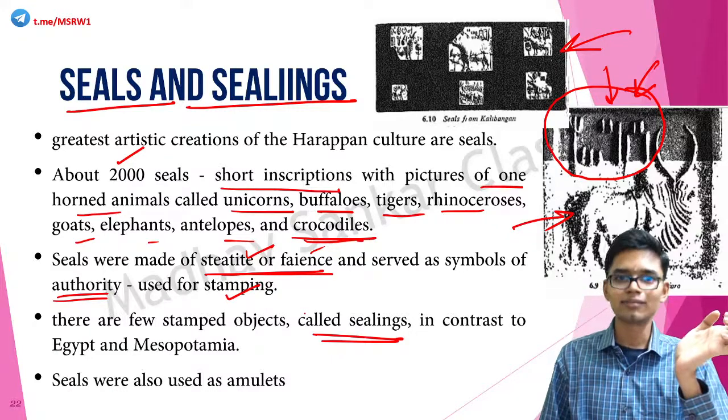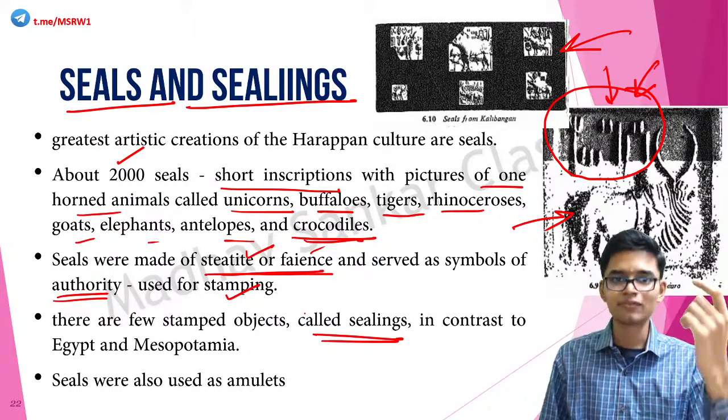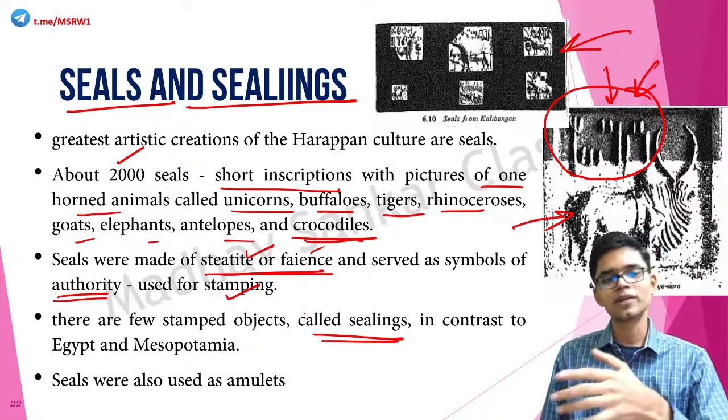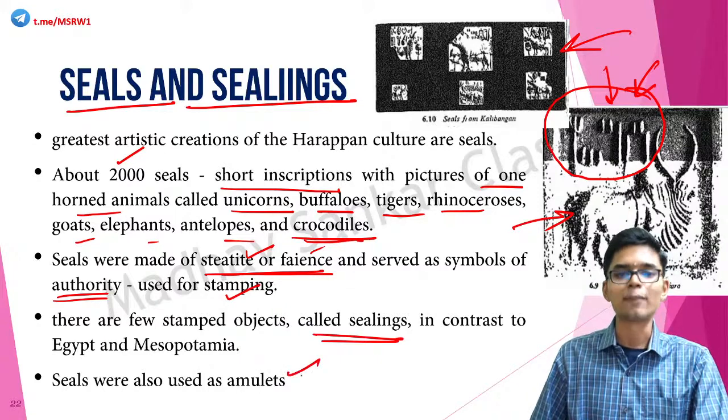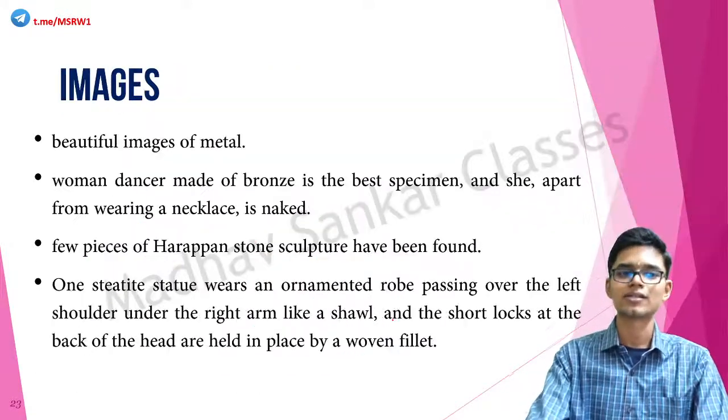We do not find any of that sort in Mesopotamia or Egypt, but we find a lot of sealings in the Indus Valley civilization. Historians also believe that seals were sometimes used as amulets.